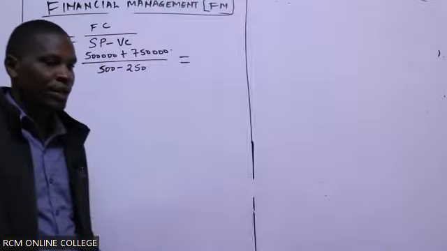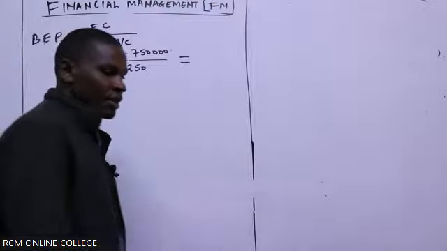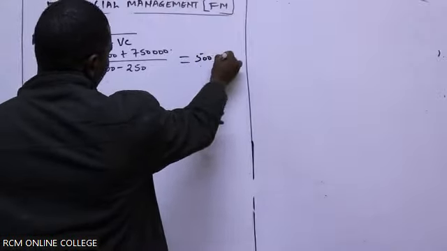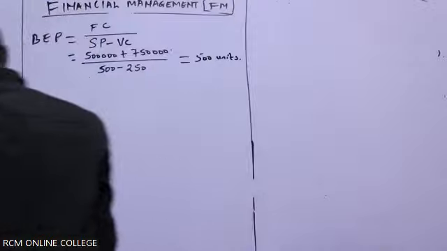Then let us go to the next one. How much are you getting? Sami is getting 500 units. 500 units. Then we go to Roman number 2.